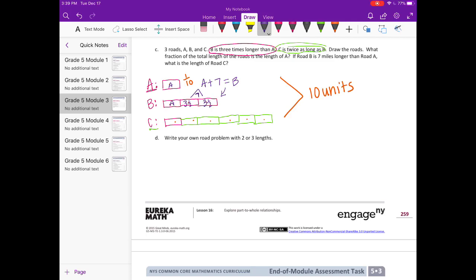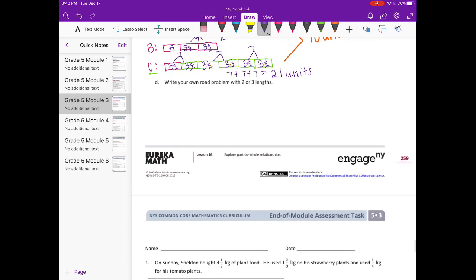Now, it wants to know what is the length of road C. So we now know that each unit is 3.5. So we just need to add all of those together. So you could do like 3.5 plus 3.5 is 7. This 3.5 plus 3.5 is a 7. This 3.5 plus 3.5 is 7. 7 plus 7 plus 7 is equal to 21. So the length of road C would be 21 units.